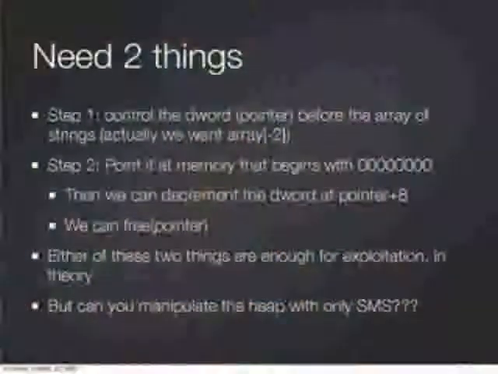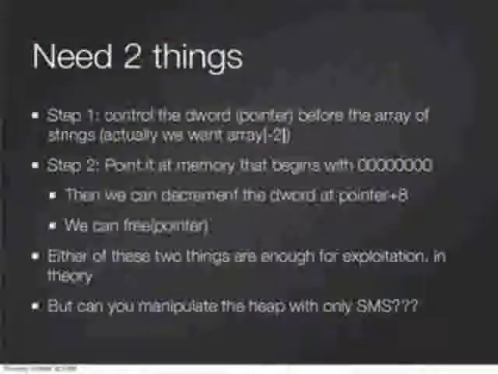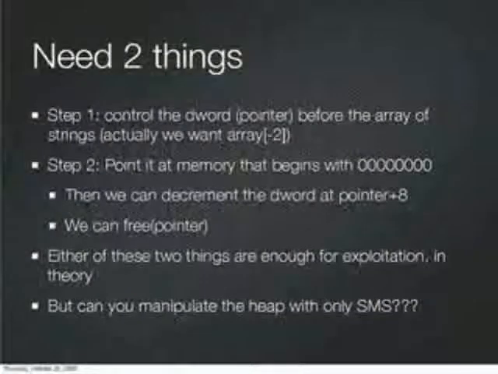And again, remember, this is going to be some value that it shouldn't be messing with. So what do we need to do? We need to make sure that we control this value that happens to lay in the heap right before our buffer. And then we want to make sure that it points at something that has a 0 DWORD. And if all those things happen, then what we get out of it is we can decrement something and we can free something. And it turns out that either of those two things is enough to completely take over the process in theory.